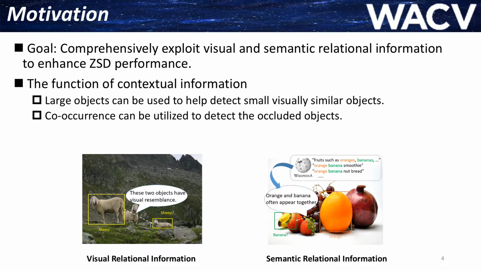For example, large objects can be used to help detect small visually similar objects. Co-occurrence can be utilized to detect the co-occurring objects.